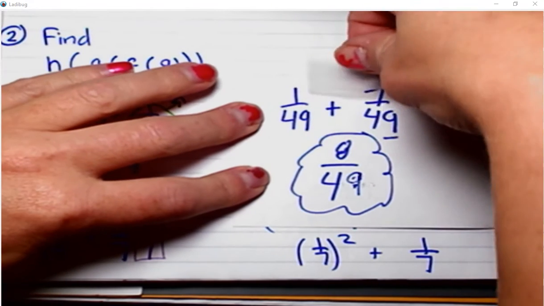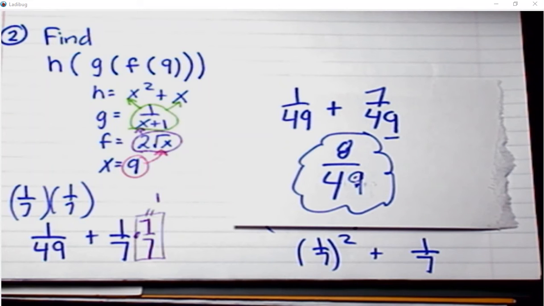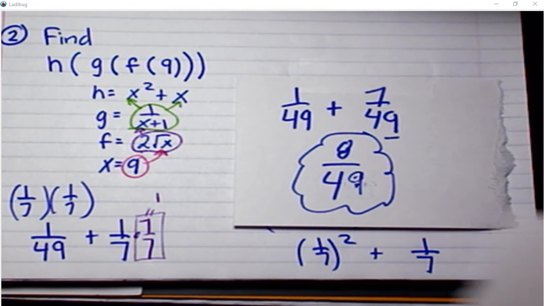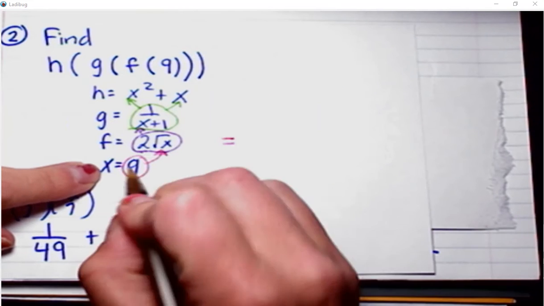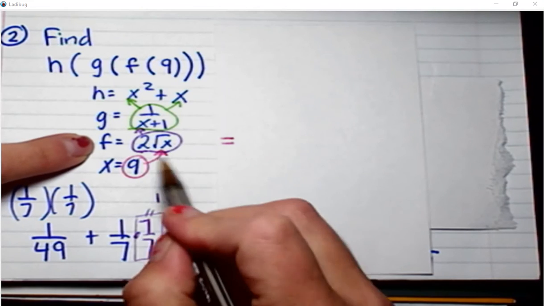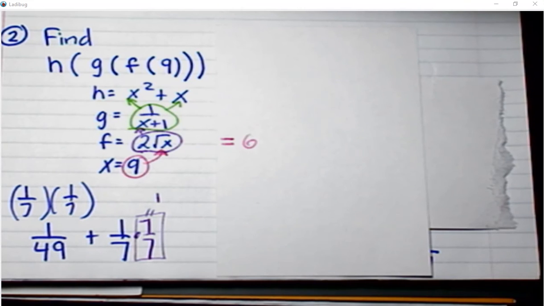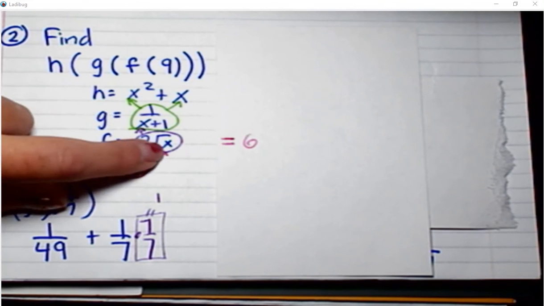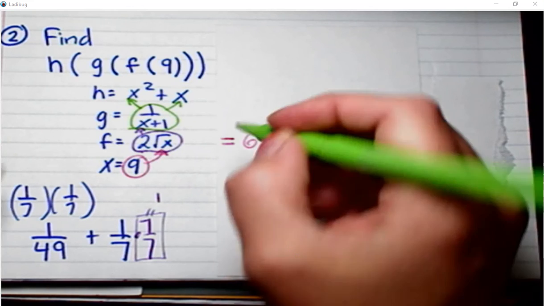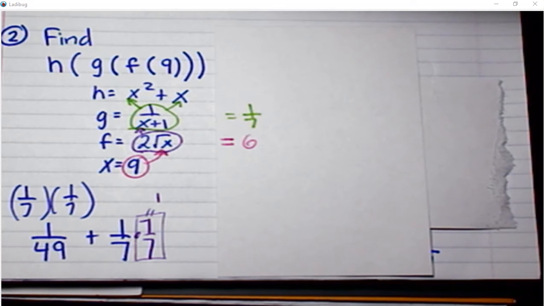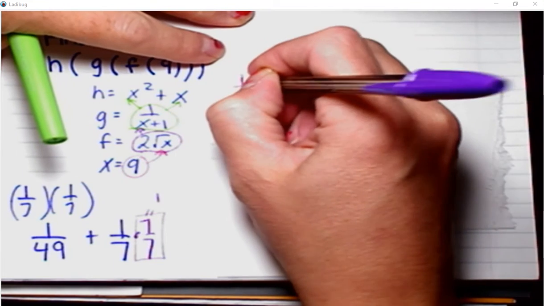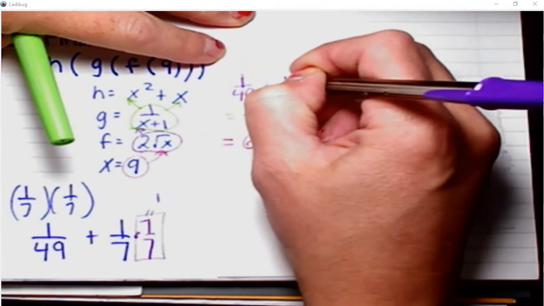Okay, I'm just going to tuck this in here. Now, I'm going to show you something. Are you ready? I'm going to cover up some of the work I have here, and I'm going to do this one step at a time. When 9 goes into this part, because I can do this part in my head, I get 6. When 9 goes into this, I get 6. When 6 goes into this, I get 1 over 7. Way nicer when you do it one step at a time. When 1 over 7 goes into the last part, I get 1 over 49 plus 1 over 7.